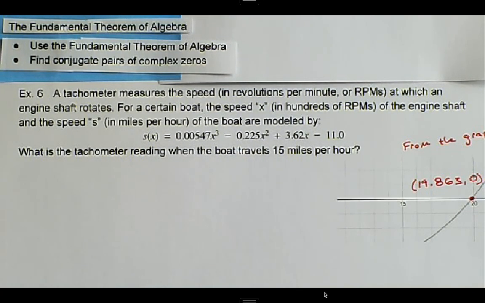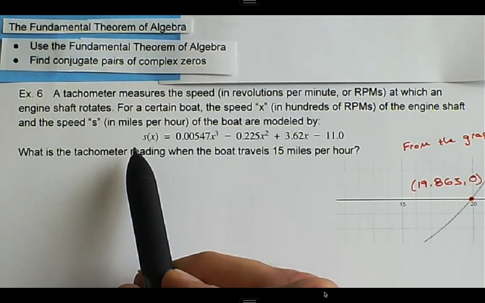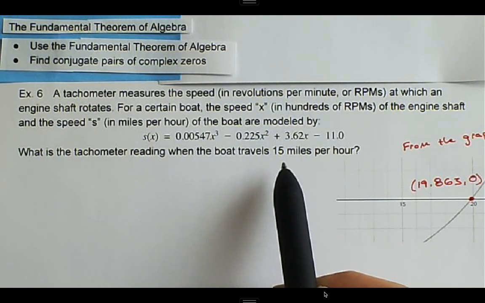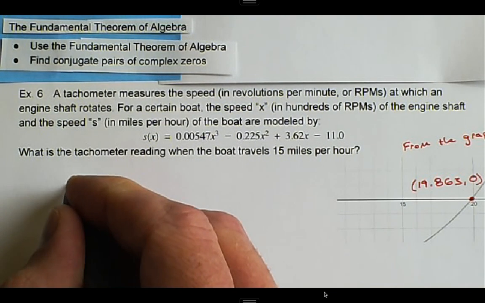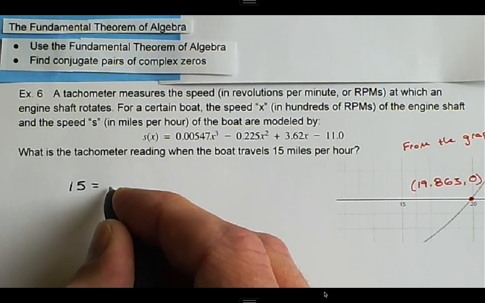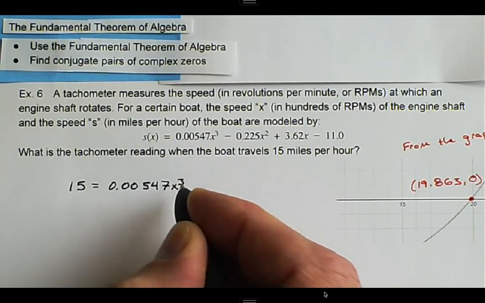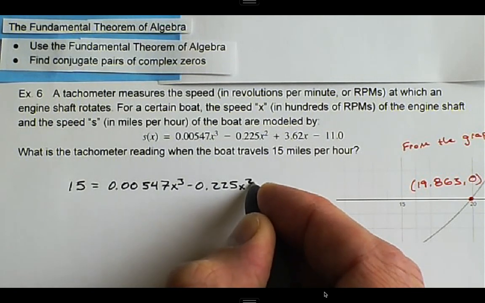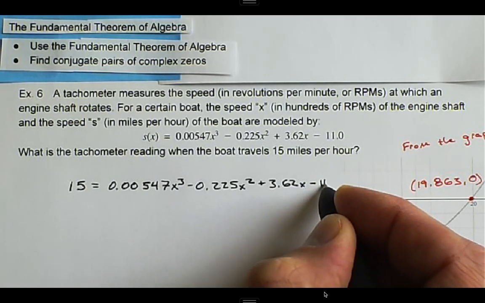And so what we want to do is take the equation that's given to us and substitute in what we know. We know that the boat travels 15 miles per hour, so that goes in for our S value. So I'm going to substitute 15 in for S, and then we'll write down the rest of the equation just as it is there: 0.00547 x cubed minus 0.225 x squared plus 3.62x minus 11.0.